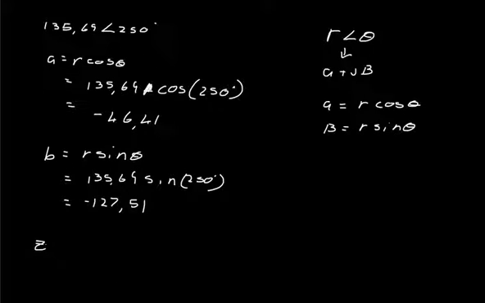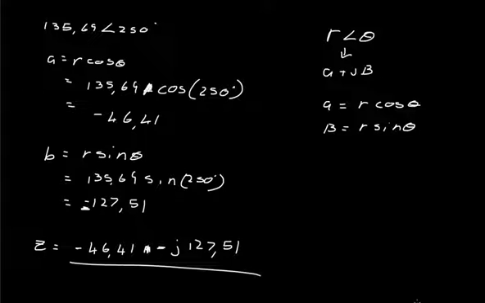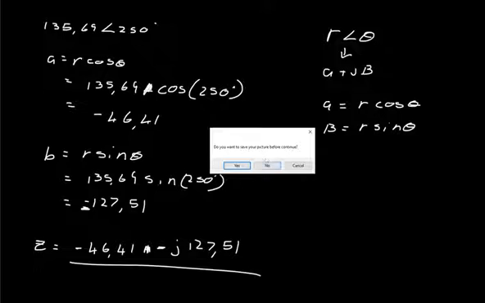So Z equals A plus JB, minus 46.41 plus, no, it's plus JB, but you'll note that B here is negative, so it's going to be minus J 127.51. Note that negative. The form states it's plus, but B is negative, so it's a negative in front of the J. And there's your answer to question 5. Alright, let me open a new one for question 6.